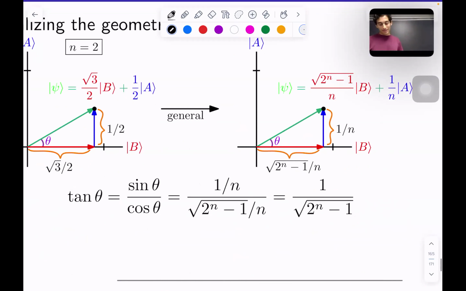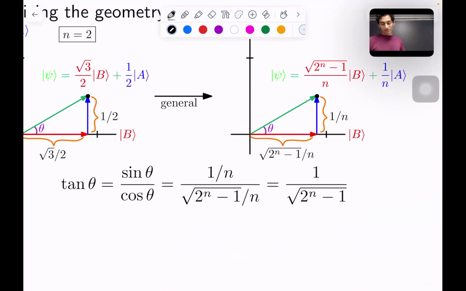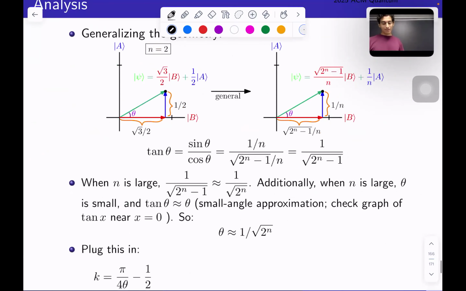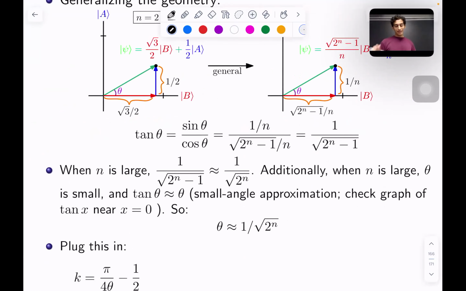So the tangent of this angle is this component over this component, which simplifies to 1 over root 2 to the n minus 1. And now we're just going to make an approximation. When n is large, this minus 1 is pretty insignificant. We'll just approximate it as 2 to the n.